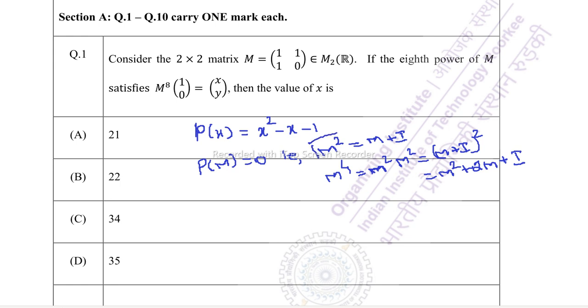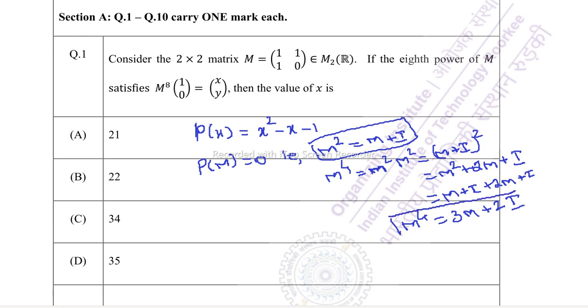Since we know that M square is M plus I, we substitute here M square equals M plus I, and we have 2M plus I. So totally we have 3M plus 2I. So this is M power 4. We need M power 8, so we have to multiply this M power 4 two times. Therefore M power 8 is nothing but (3M plus 2I) whole square.